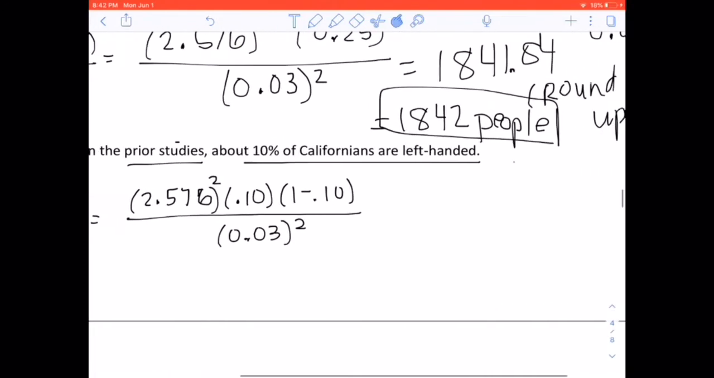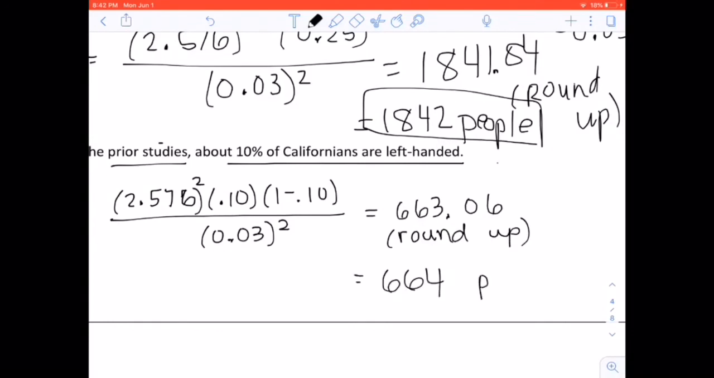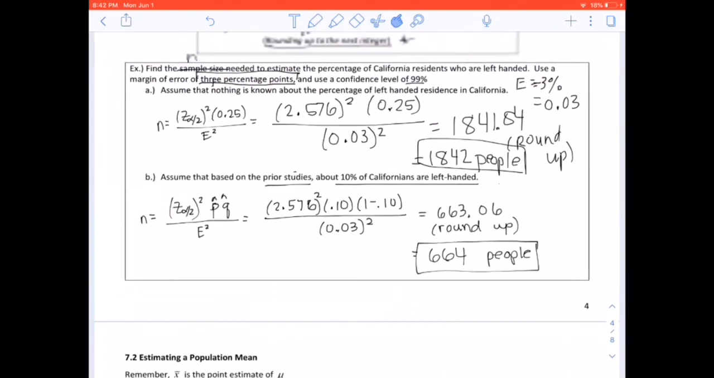Substituting all this in on your calculator, we get a value of 663.06. But again, remember, we always round up. So rounding up, this is going to equal 664 Californians or people. And that's how many total people we would need to survey. Always, always, always for sample size, we're going to round up for this.